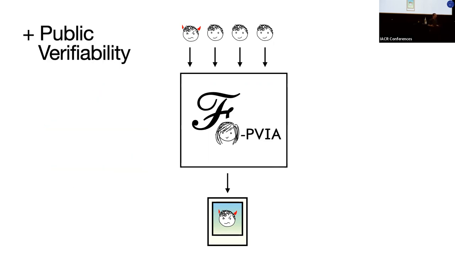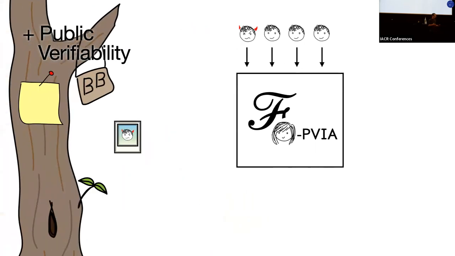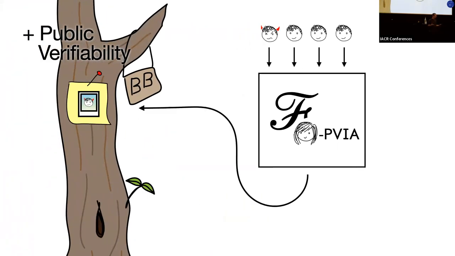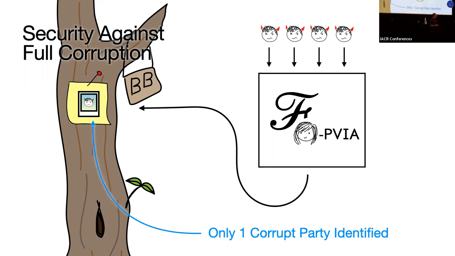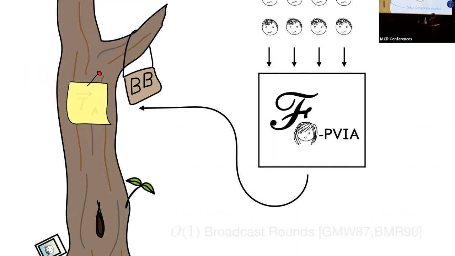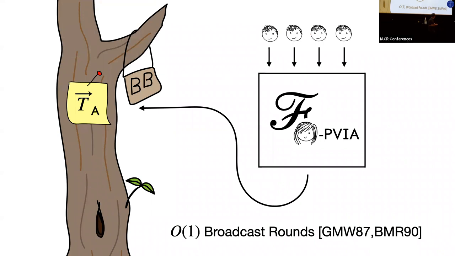This means roughly that the functionality is going to write its output directly to the bulletin board, just as Alice would. And finally, we're going to give the functionality security against full corruption. So this means that all of these properties you've seen still hold even when everybody invoking the functionality is corrupt. We only require that one corrupt party be identified, but they better be identified consistently to all of the other people who might read the bulletin board later. And the good news is, due to a sort of classic folkloric combination of the GMW compiler and the BMR protocol, we can actually realize this functionality for any next message function that Alice may happen to have in only a constant number of rounds.